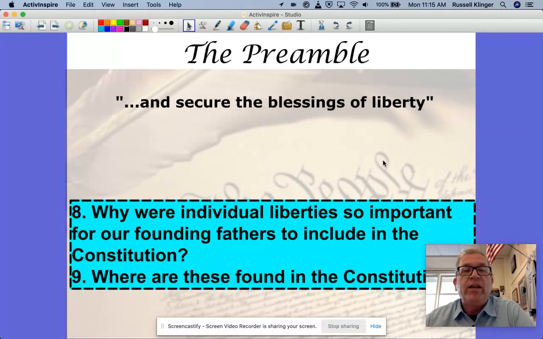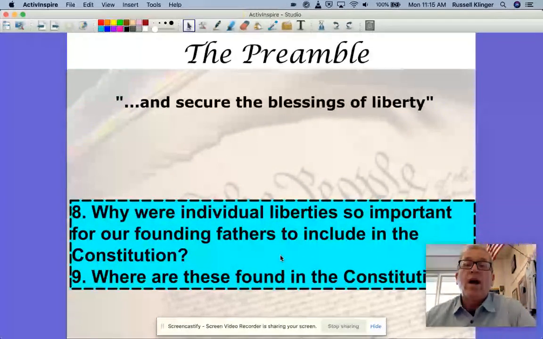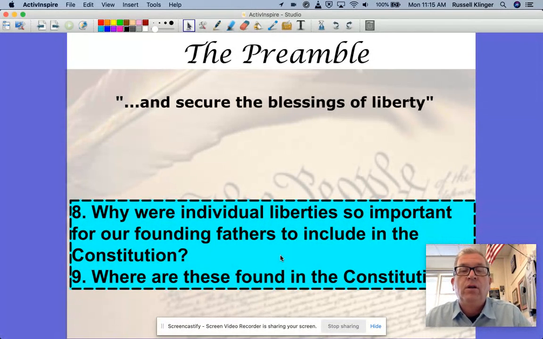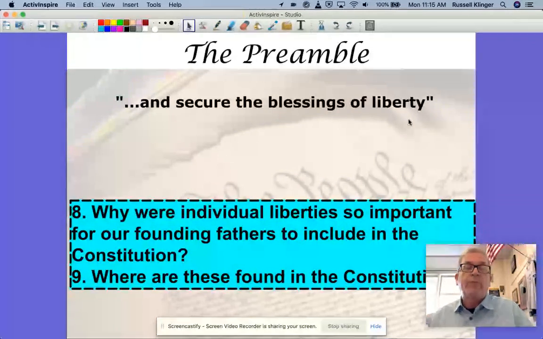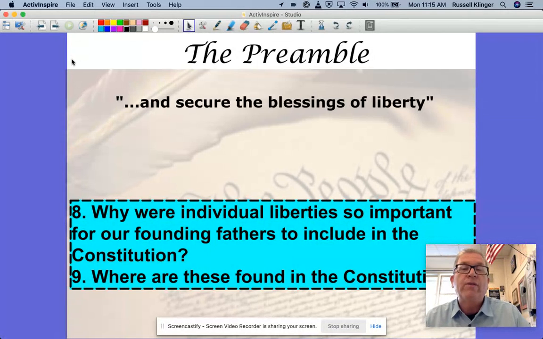And secure the blessings of liberty, right? Why were individual liberties so important for our founding fathers to include? Why was the Bill of Rights something that many anti-federalists would require be added? A list of individual rights to be included in the Constitution, because they were afraid that they would be violated. So liberty, this idea of freedom, is something that early people recognized was a privilege to have, and that they wanted to protect that. And the American Revolution, and winning it, was the fight to secure those liberties. So, of course, it seems logical that they would want to add this.